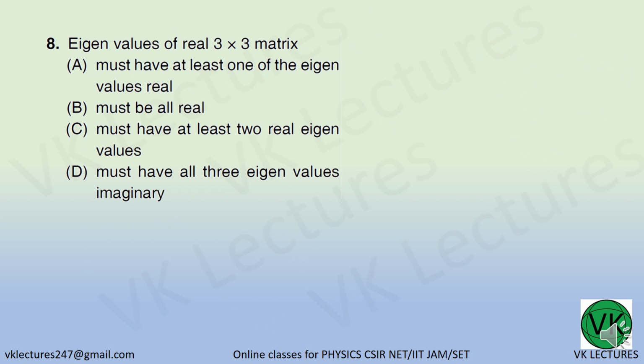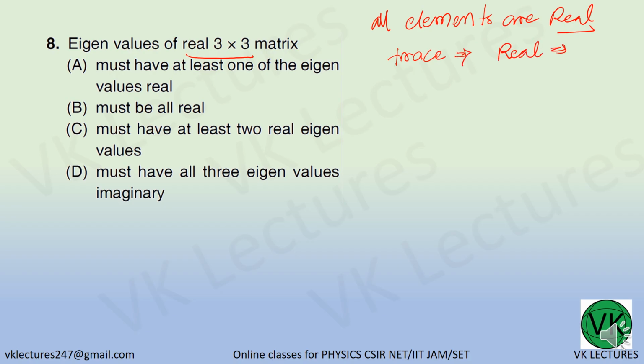Eigenvalues of a real 3 by 3 matrix. Now what do you mean by a real 3 by 3 matrix? All elements are real. Now let us understand the trace of this matrix. The trace of the matrix will be real. Why? Because trace means the sum of diagonal elements, and the sum of the diagonal elements must be real because this is a real matrix.